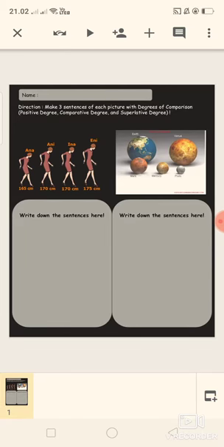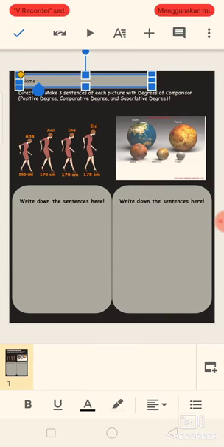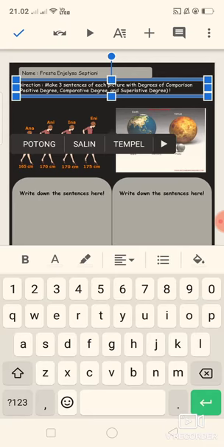Google Slide. Okay, so the model of my exercise is like this. So the first thing that the students must do is write their name in this column. Okay, let's see. Write your name. My name. Okay, this is for the example.